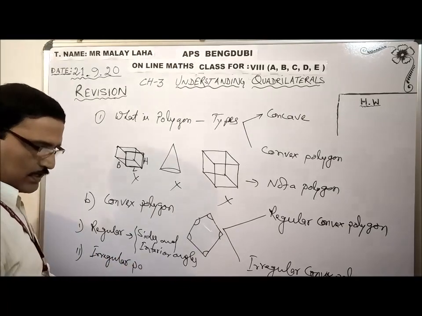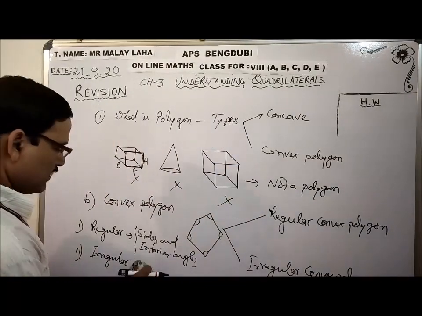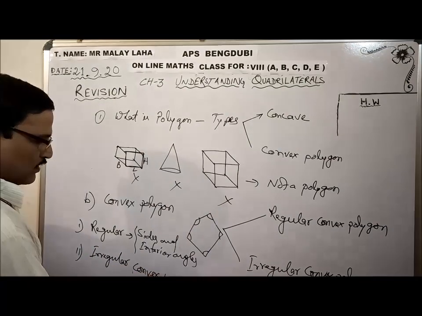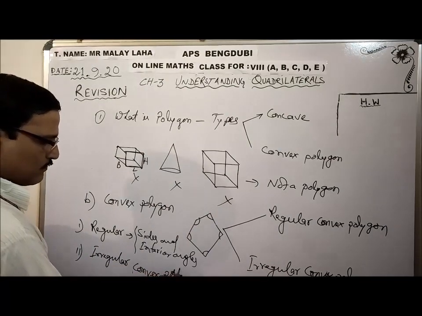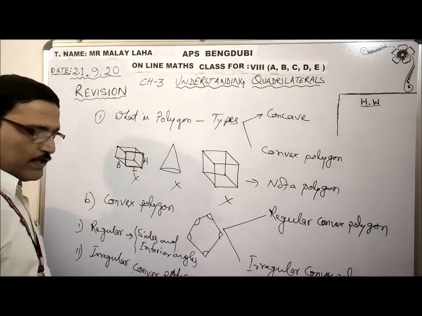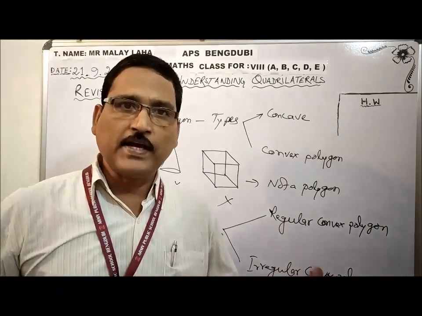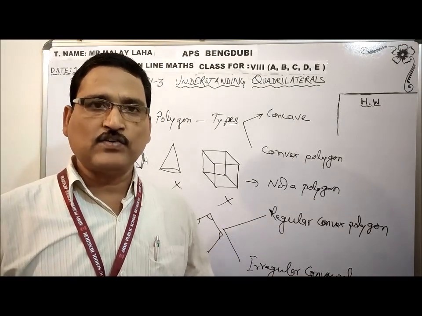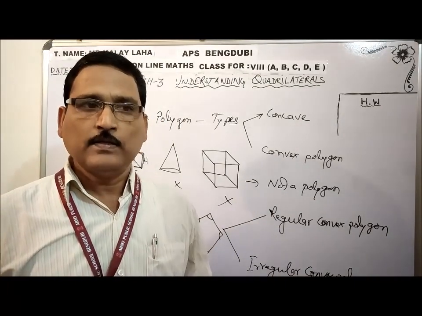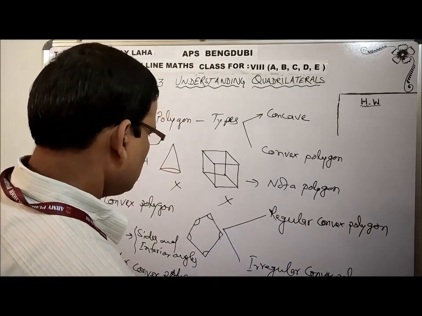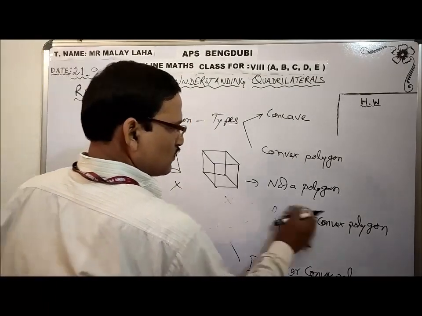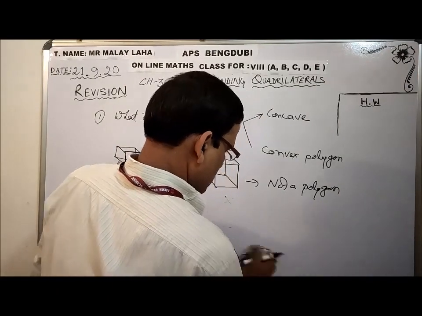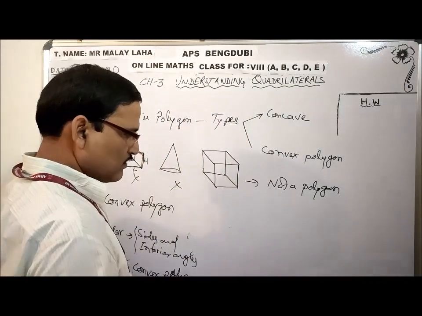Irregular convex polygon means sides equal but angles not equal, or angles equal but sides not equal. Clear? I can give you one example also. You see, sides equal, angles are not equal. That's why I will say it is an irregular convex polygon.